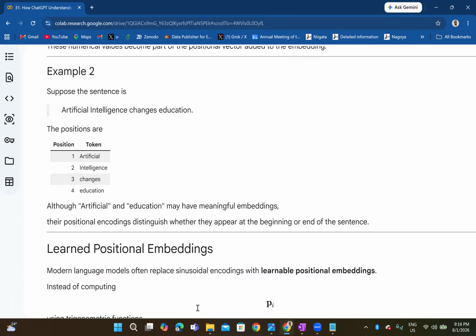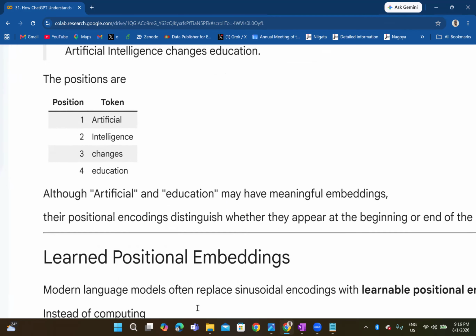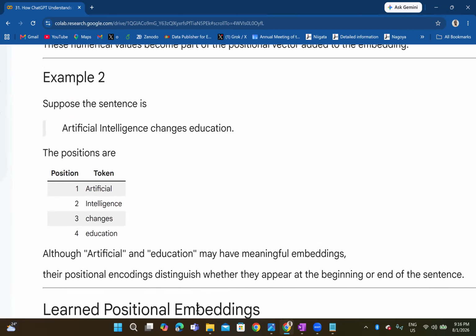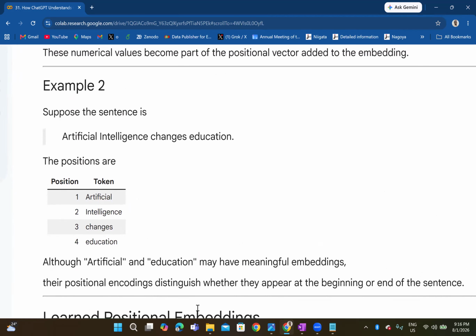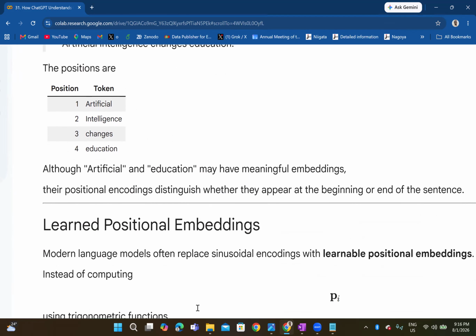In example 2, suppose the sentence is "artificial intelligence changes education." So the positions are 1, 2, 3, and 4. Although artificial and education may have meaningful embeddings, their positional encodings distinguish whether they appear at the beginning or end of the sentence.